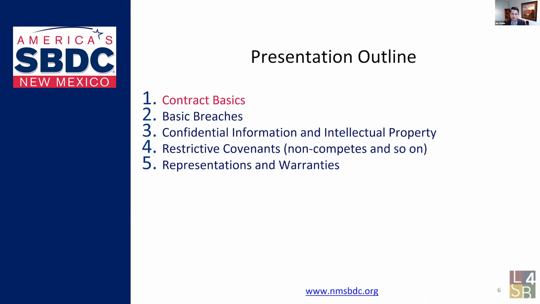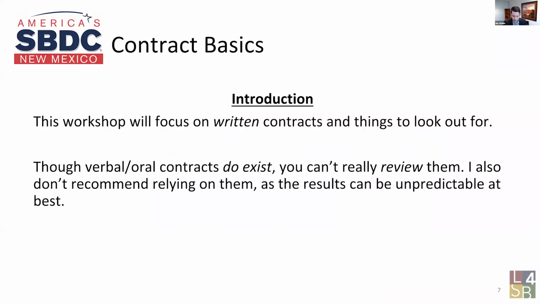And like I said, throughout, I'm going to be giving you examples of what happens when you don't read these things. So to start, we're going to focus on written contracts and what to look out for. Verbal, oral contracts, they do exist. They are real. You can't review them. I mean, they're not memorialized in writing anywhere, so you can't really review them to say, what did I just agree to? You're kind of relying on your understanding of the verbal contract and the other party's understanding.